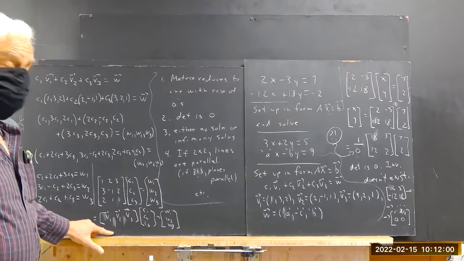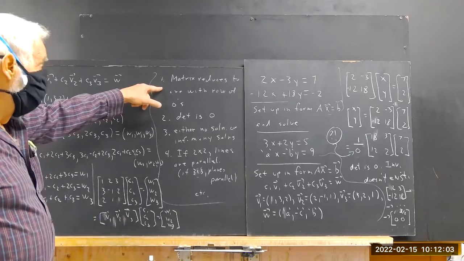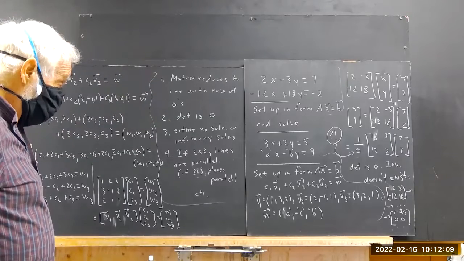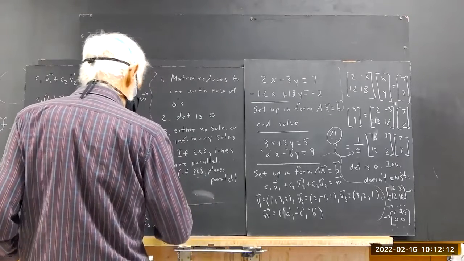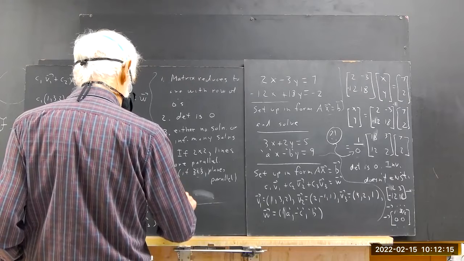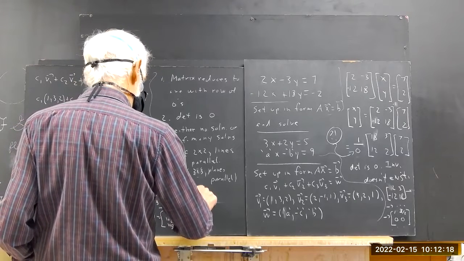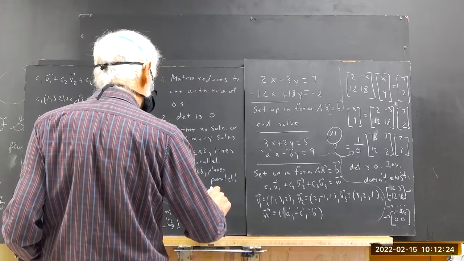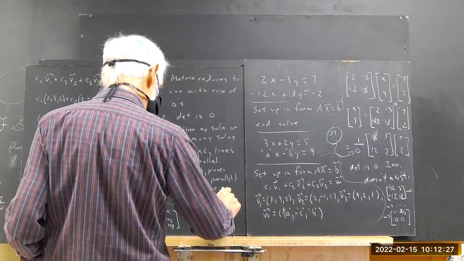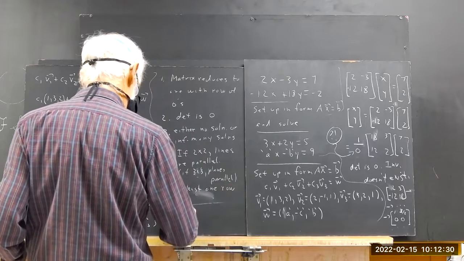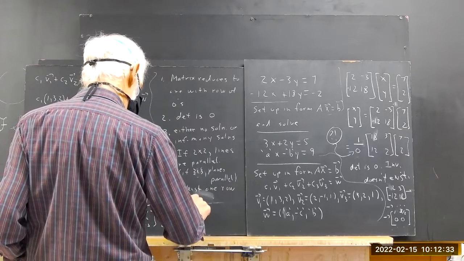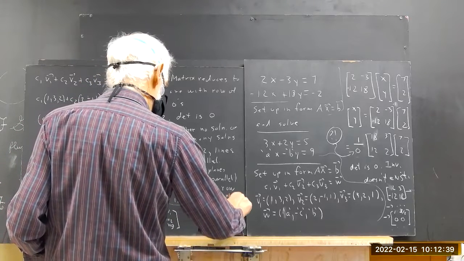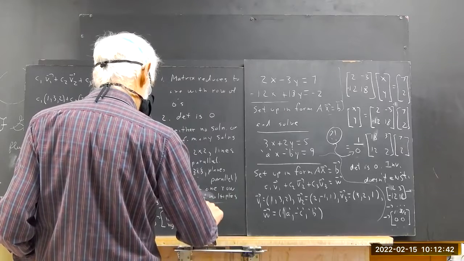And if the determinant of this matrix is 0, what does it tell you? Well, it tells you that this matrix would reduce to one with a row of zeros. What does that mean? That means at least one row is the sum of multiples of the other.